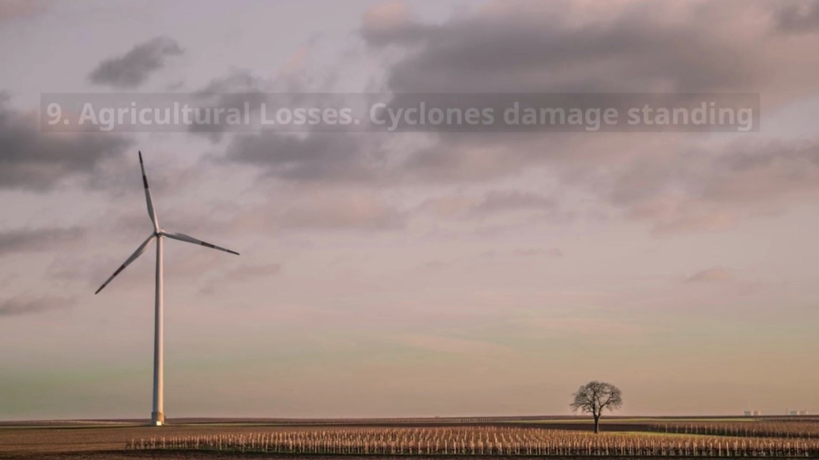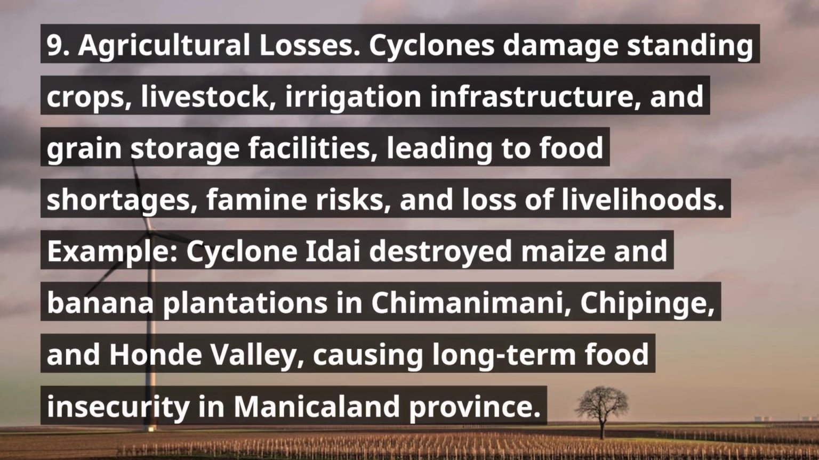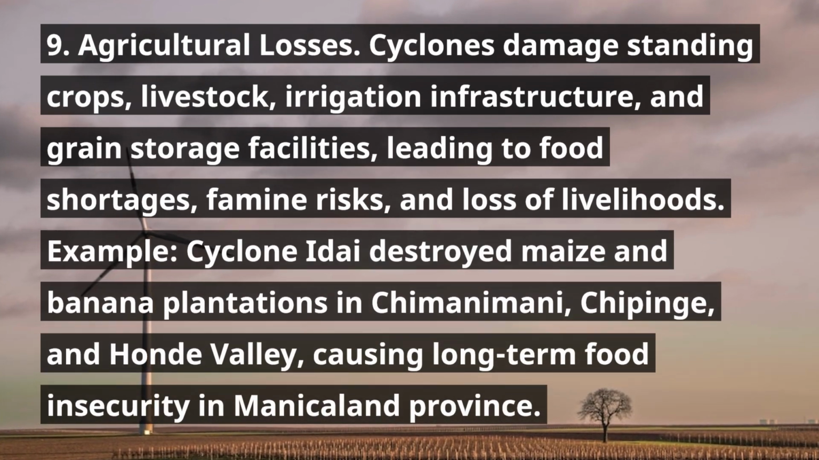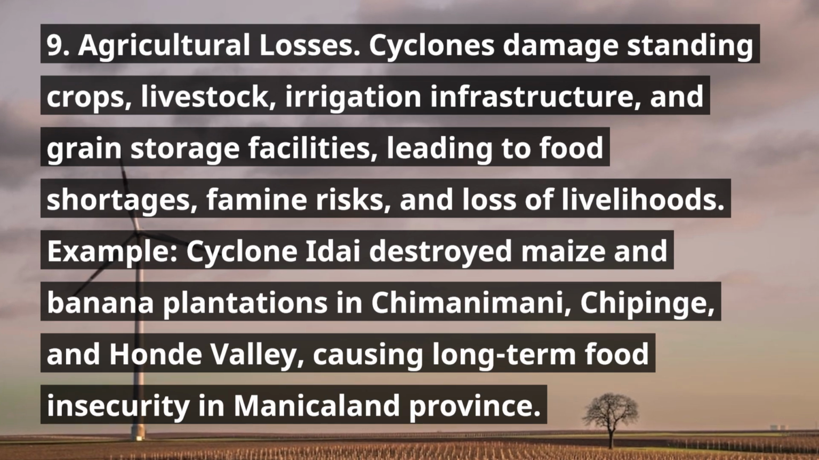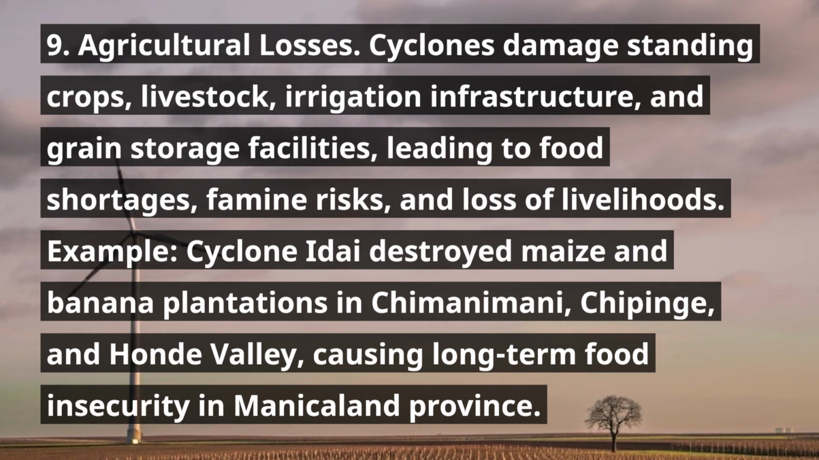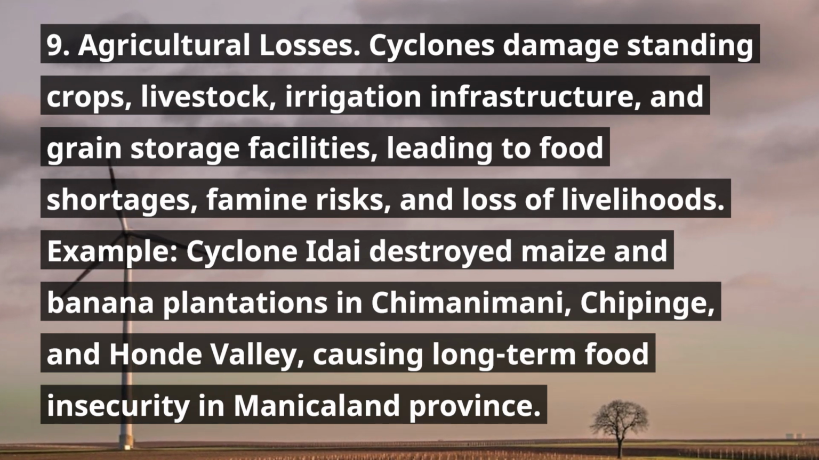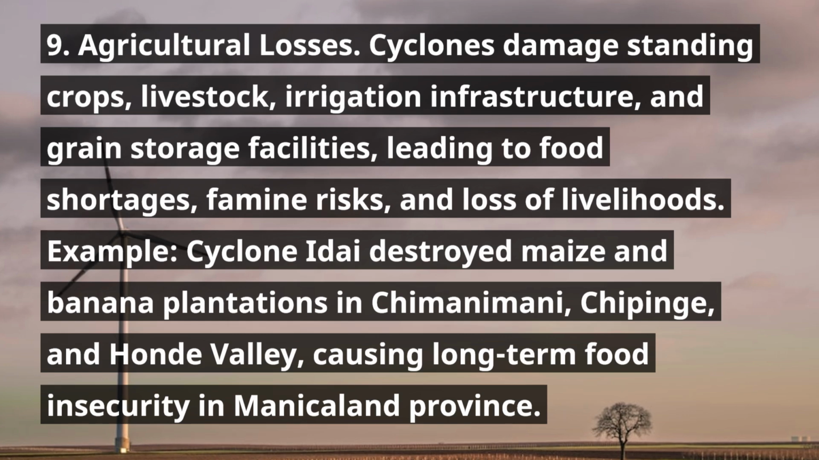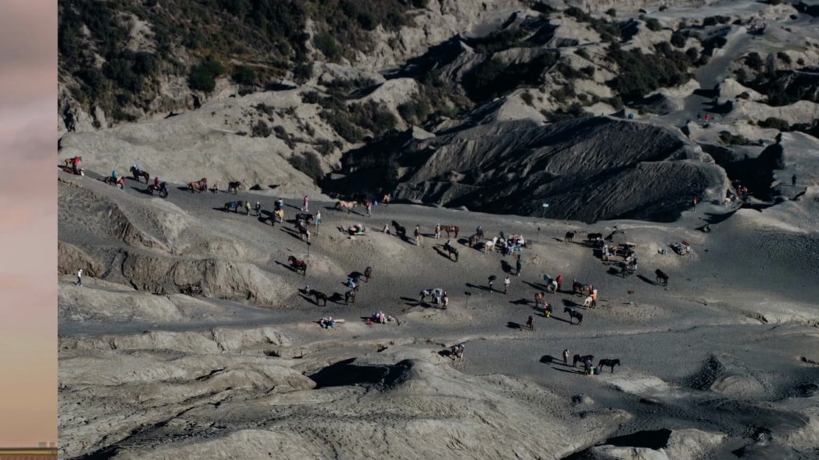9. Agricultural losses. Cyclones damage standing crops, livestock, irrigation infrastructure, and grain storage facilities, leading to food shortages, famine risks, and loss of livelihoods. Example: Cyclone Idai destroyed maize and banana plantations in Chimanimani, Chipinge, and Honde Valley, causing long-term food insecurity in Manicaland province.